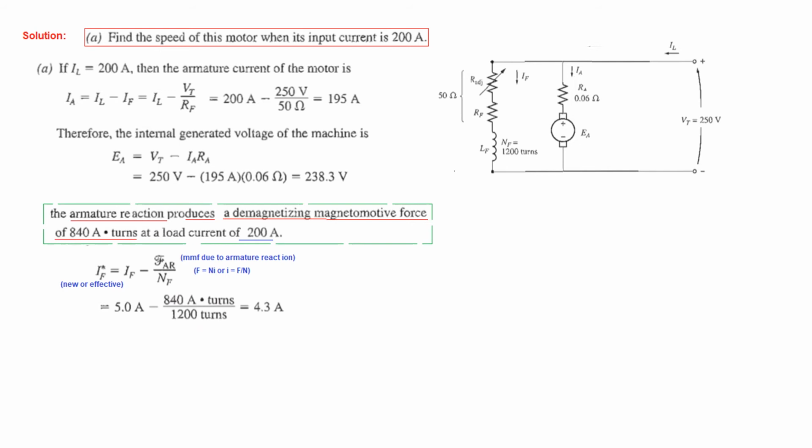So 840 was the force divided by 1200 turns. So solving this we get the new field current to be 4.3 ampere.